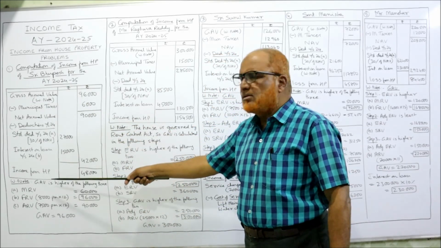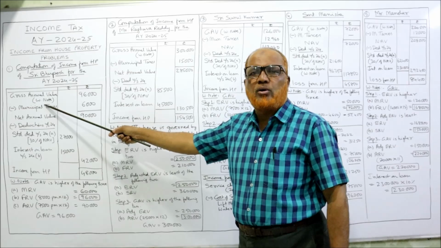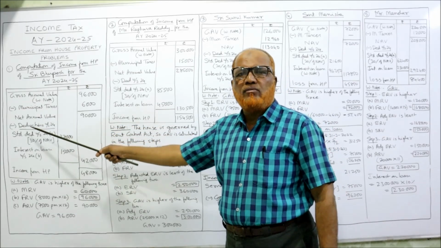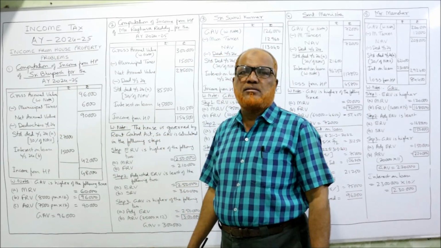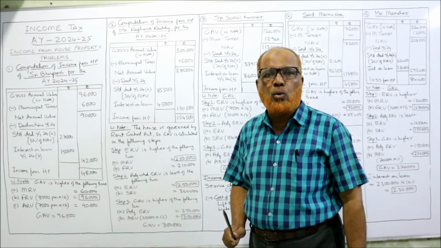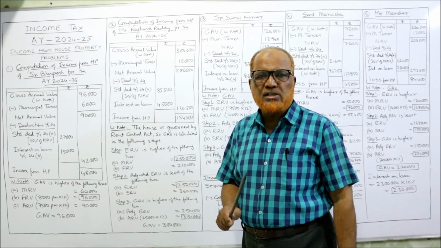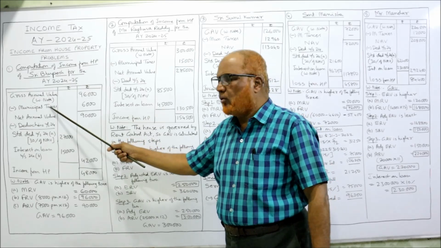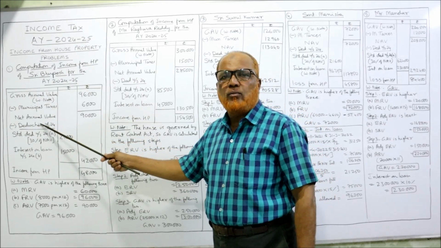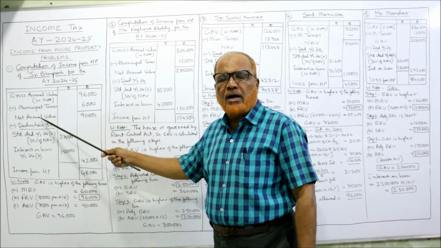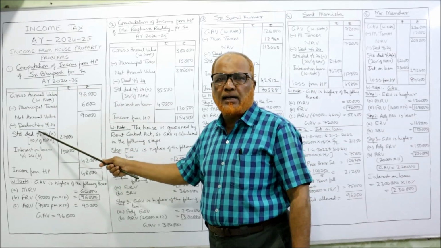The format is very simple. First, we have to calculate gross annual value. From gross annual value, municipal taxes, if it is paid by the owner. Only if it is paid by the owner, then only the deduction will be allowed. Then we'll get net annual value. The gross annual value minus municipal taxes will get net annual value.